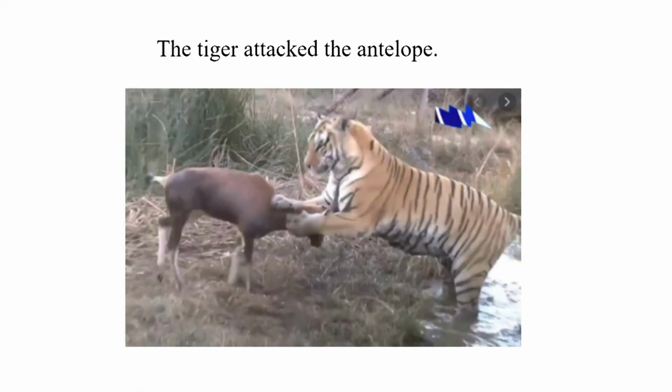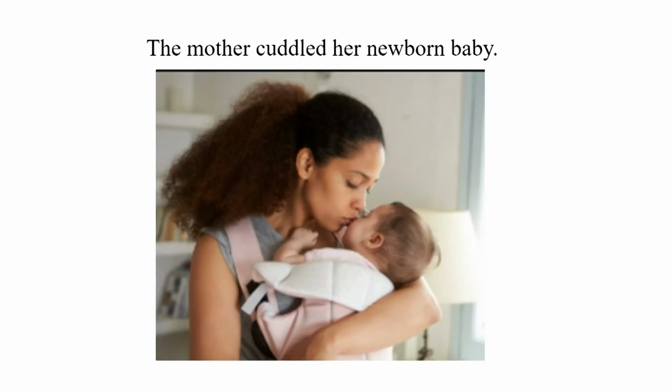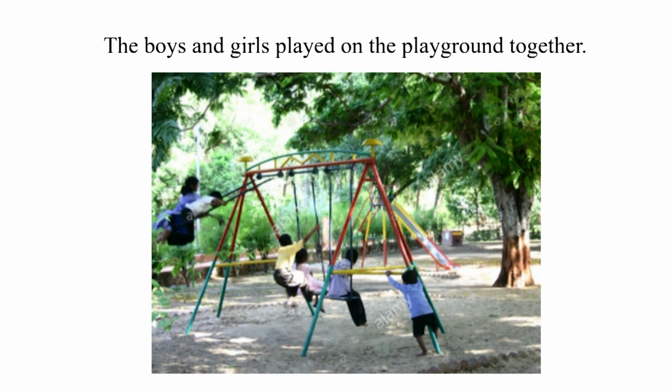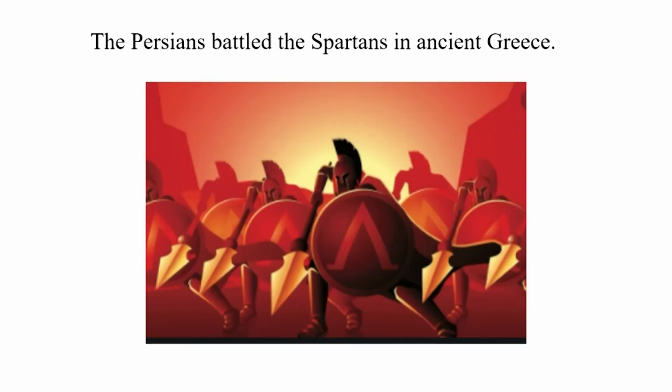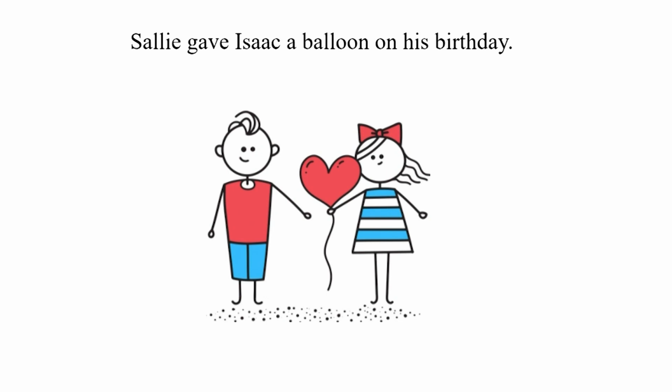The tiger attacked the antelope. The tiger is a foe. The mother cuddled her newborn baby. The mother is a friend. The boys and girls played on the playground together. The boys and girls are friends. The Persians battled the Spartans in ancient Greece. They are foes. Sally gave Isaac a balloon on his birthday. Sally is a friend.